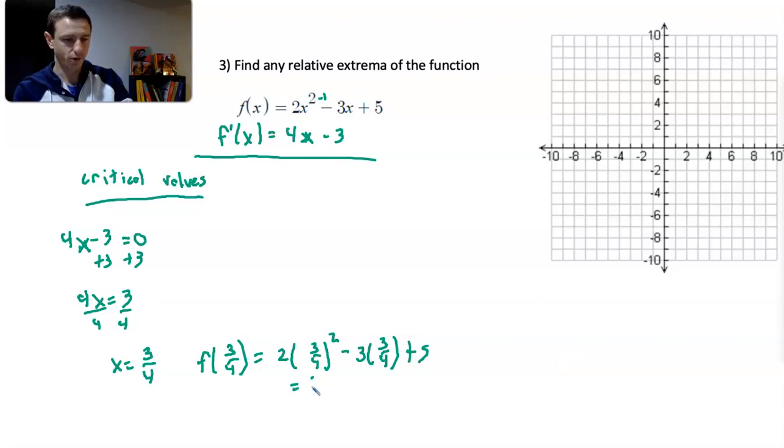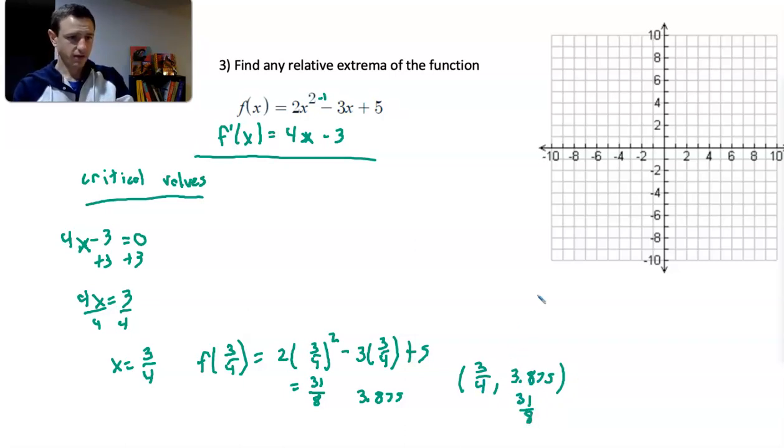which doesn't mean a whole lot to me at least. That's going to be 3.875. That means a lot more, because then that will tell me where I'm at actually on the graph. So our ordered pair here is going to be 3/4, 3.875. And you can put them both in fractions or both in decimals, but 3/4 is 0.75. That's why I didn't really think too much about that one.